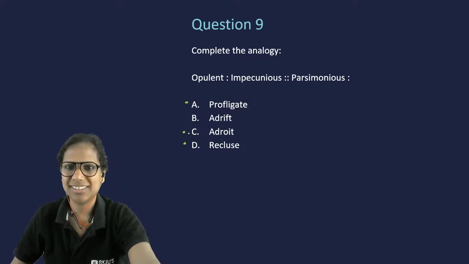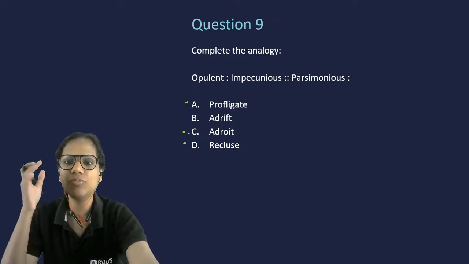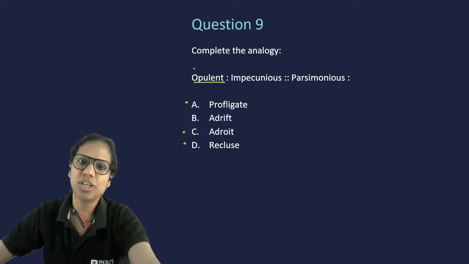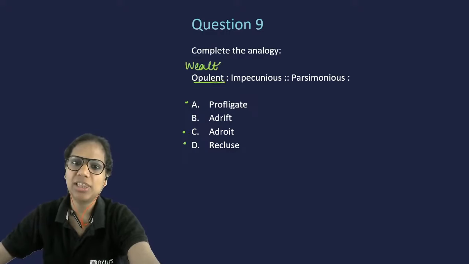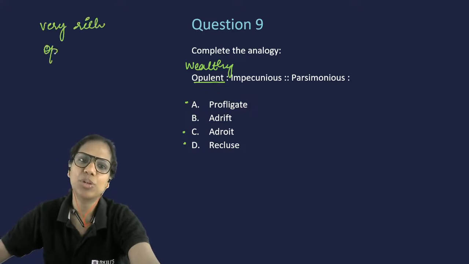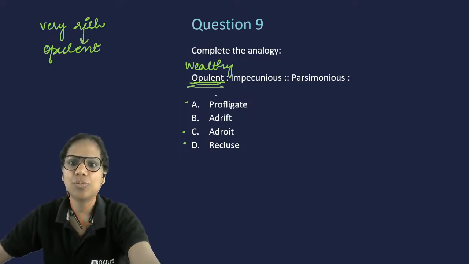Okay. So what is the meaning of opulent? Let's see. Which all words do you know the meanings of here? Opulent. Someone who is very rich. Okay. Quite wealthy. So instead of saying he is very rich, she is very rich, say she is opulent from now on. Right? So opulent.